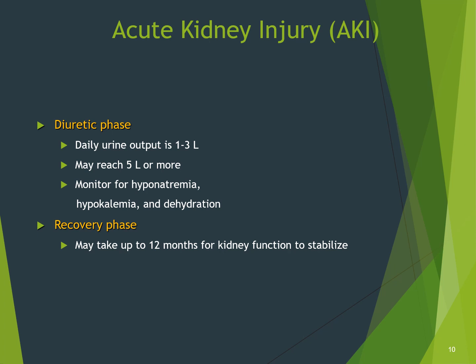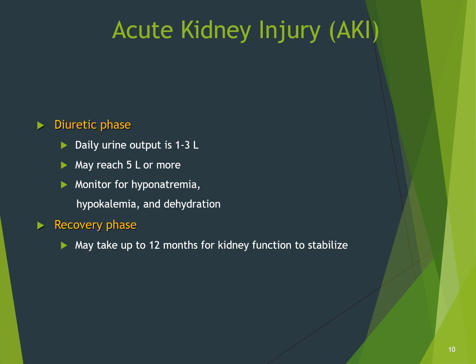Because of the large losses of fluid and electrolytes, we really are looking for hyponatremia, hypokalemia, and dehydration. The diuretic phase really can last 1 to 3 weeks. Near the end of the phase, the patient's acid-base, electrolytes, and waste production, like the BUN and creatinine values, will begin to normalize. Then you move into the recovery phase.